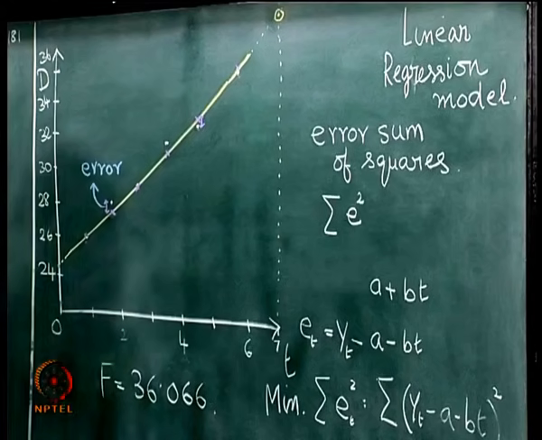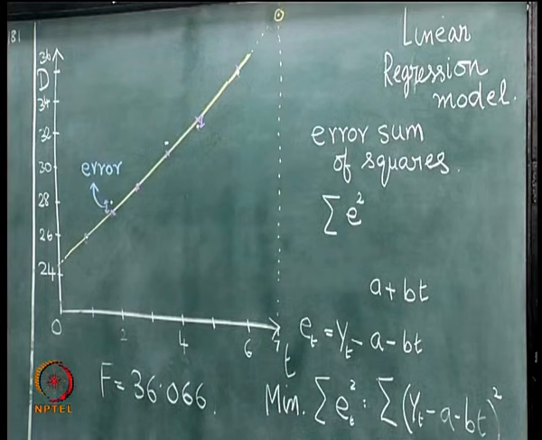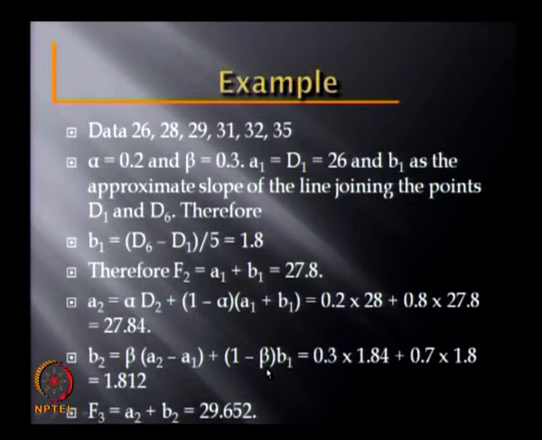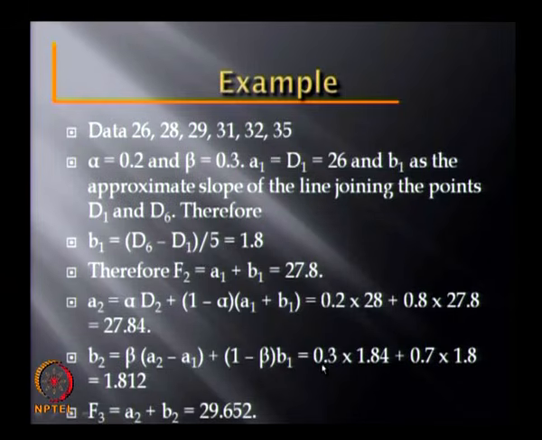So, the slope at this point is now beta into A2 minus A1 plus 1 minus beta into B1. So, beta is 0.3. A2 minus A1 is the difference between the computed 27.84 and 26, which is 1.84, plus 1 minus beta, which is 0.7, into the previous slope, which is 1.8. So, it now becomes 1.812, and F3 is A2 plus B2, which is 29.652. Now, D3 was 29 and F3 is 29.652.